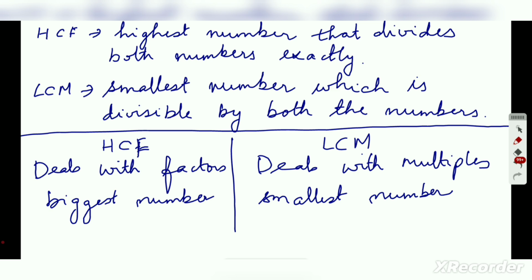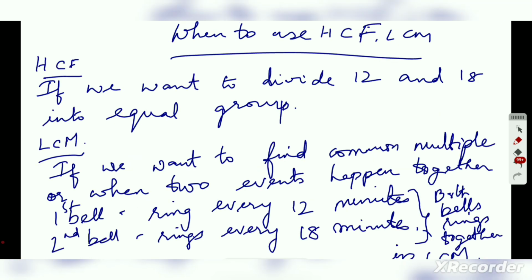Next, we have seen the difference between HCF and LCM. HCF deals with factors, LCM deals with multiples. HCF chooses the biggest number, LCM chooses the smallest number. And next, we have learned when actually we bring to use this HCF and LCM. That is, when we want to divide into equal groups, we use HCF. When you want to find out the common multiple or when two events happen together, you use the LCM. We have explained it with the example. Hope the HCF and LCM concepts are clear.